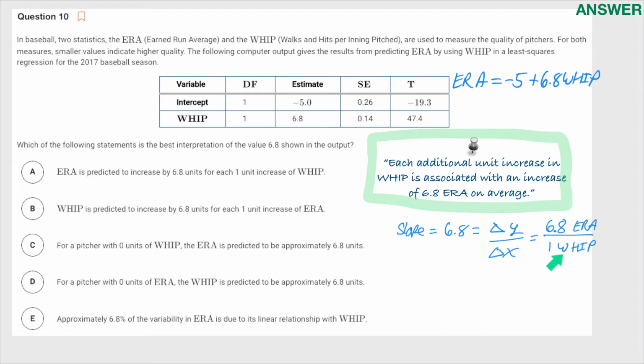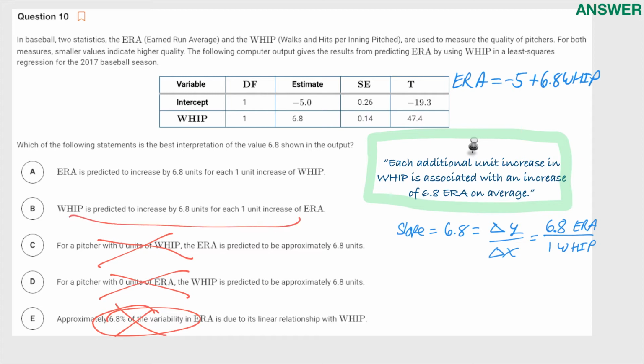Y was the ERA, x was the WHIP, so every 1 unit increase in WHIP is an associated increase, because it's positive, of 6.8 in the ERA. There's the interpretation. The correct answer is A. The other options are wrong because C and D talk about intercepts. E would be an interpretation of r squared, and B is a slope interpretation, but it has the x and y backwards. I would suggest always writing your slope like this so that you can match up the units with the numbers.